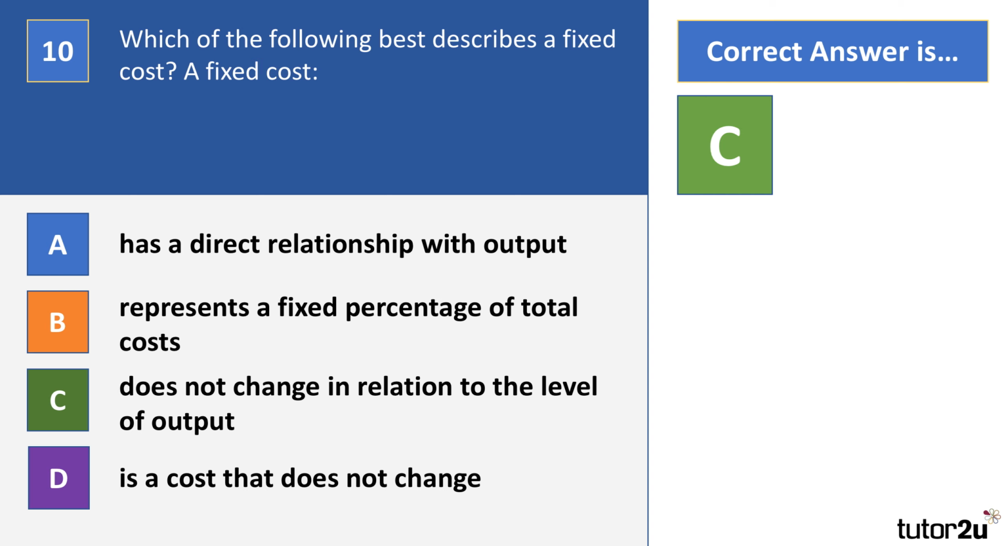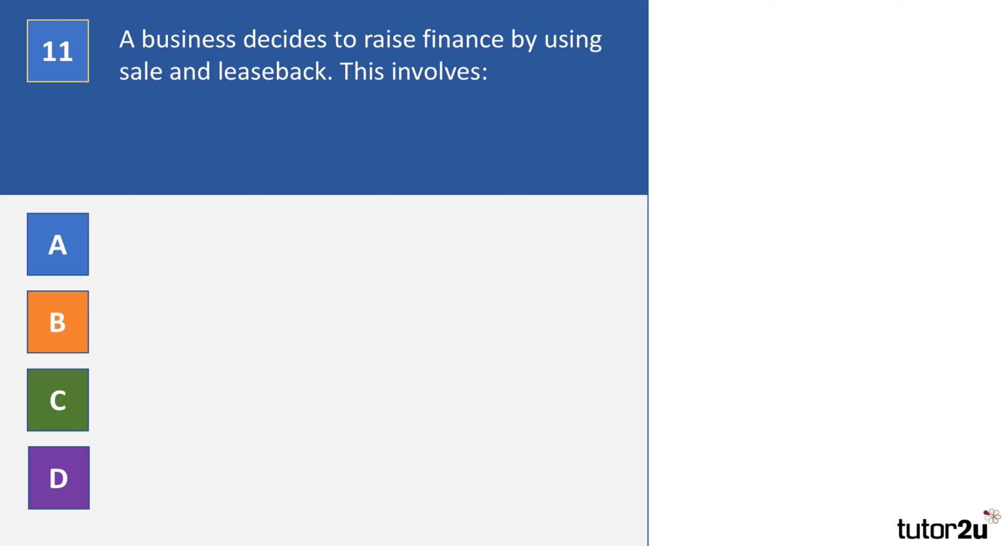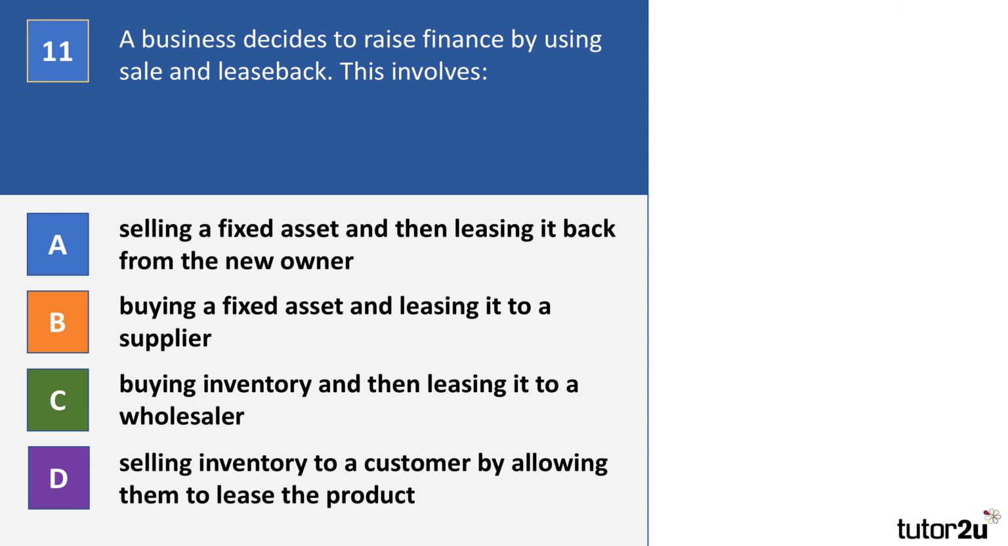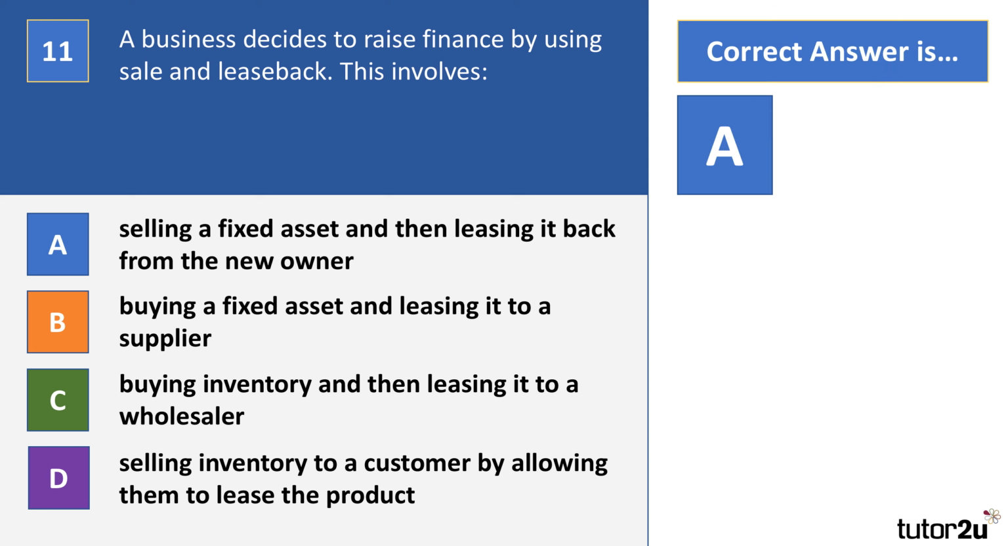Let's move on to question 11, almost there now. A business decides to raise finance by using sale and leaseback. What does this involve? Here are your 4 choices. Pause the video, have a go. Quite a bit to read through there. So sale and leaseback, in this case, from the 4 options there, the correct answer is answer A.